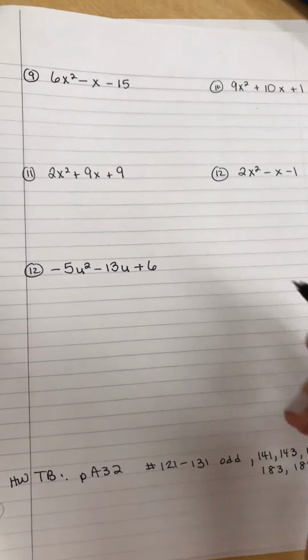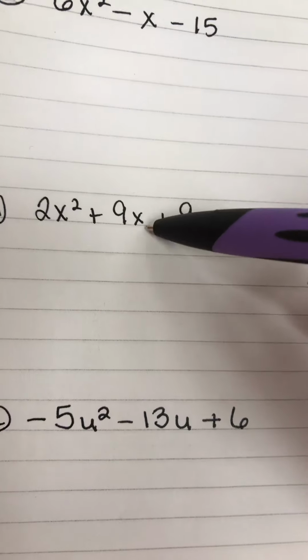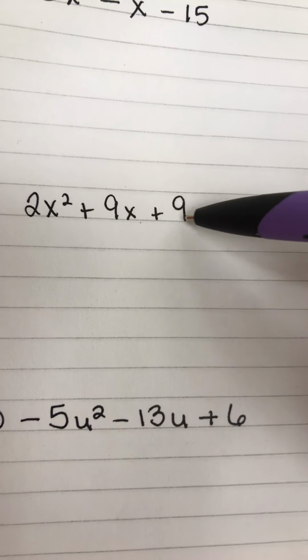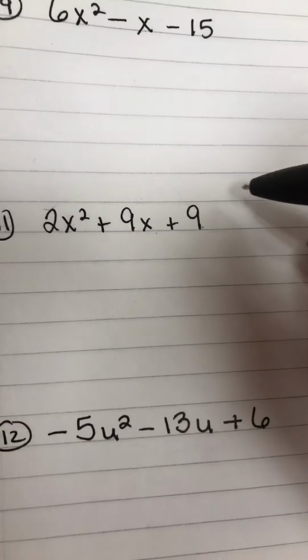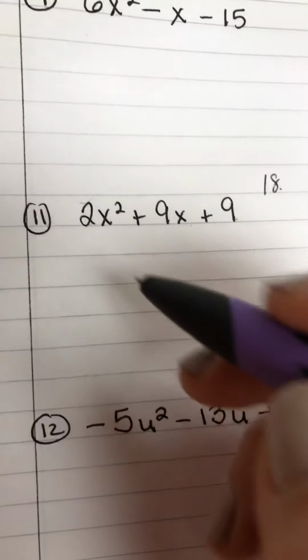Okay? So, by AC, ax squared plus bx plus c. The a times c is your 18. So what two numbers multiply to 18 and add up to 9?